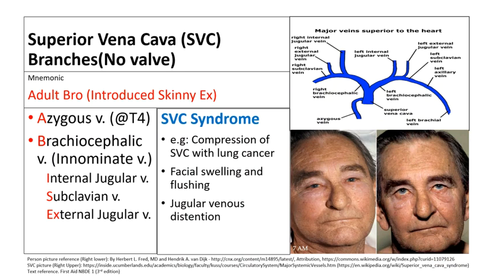And the mnemonic for superior vena cava branches is Adult Bro Introduced Skinny X. A stands for azygous, B stands for brachiocephalic, which is also known as the innominate vein, and there are three further branches of the brachiocephalic, which are the internal jugular vein, subclavian vein, and external jugular vein. You can see here the internal, external, and this as the subclavian vein.